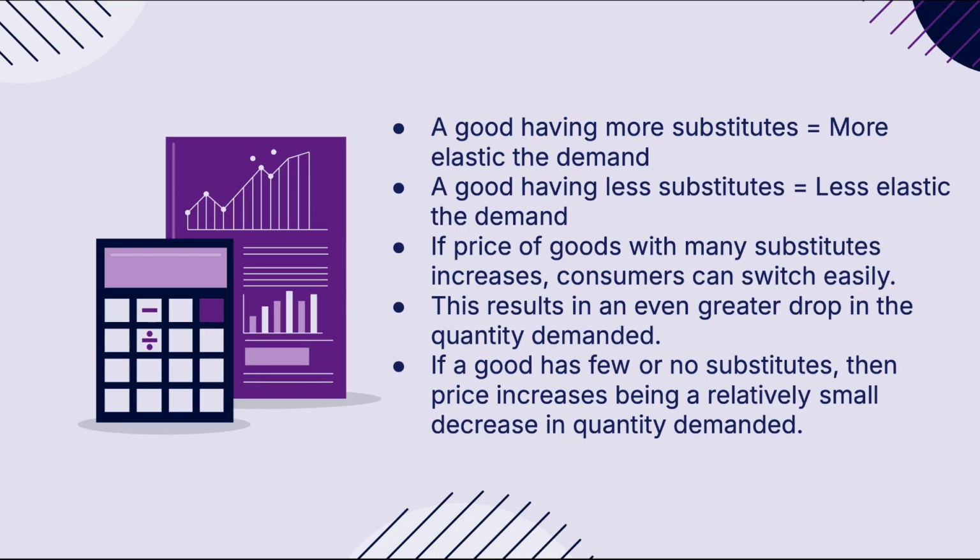Now, if a good has more substitutes, the demand is going to be more elastic. And if a good has less substitutes, well, the demand is going to be less elastic. And if the price of a good with many substitutes increases, consumers can always switch to other substitute products, therefore resulting in a relatively large drop. And then this comes back to that word, large responsiveness in quantity demanded.